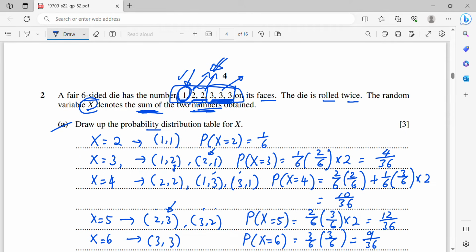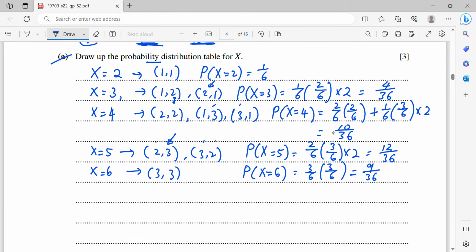Since the question is asking for a probability distribution table, we need to construct a table. Our first row will be the x values, and the second row will be the probabilities. So my first x is 2. Sorry, when P(x = 2), it will be 1 over 6 for the first and 1 over 6 for the second, so it will be 1 over 36. Okay, I missed out this, so here it will be 1 over 36.